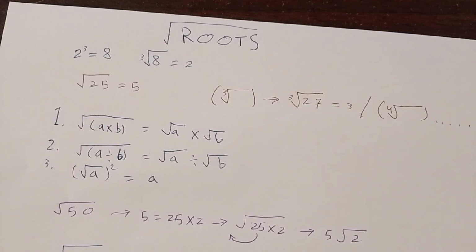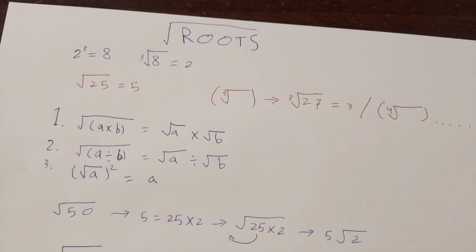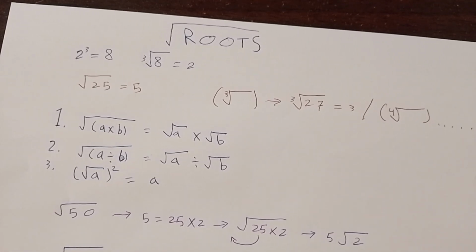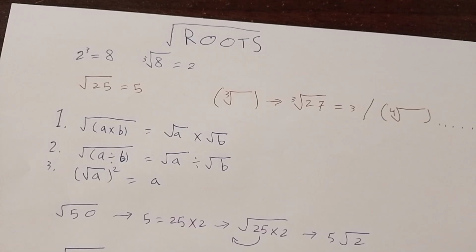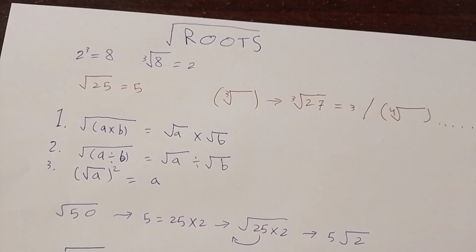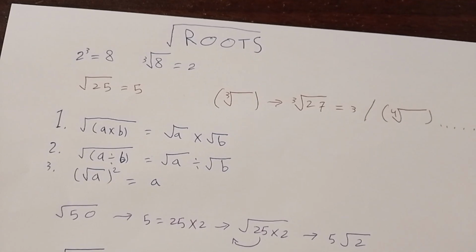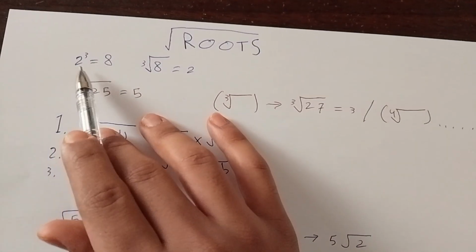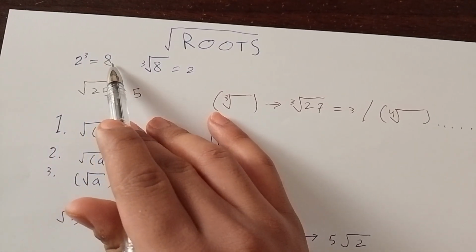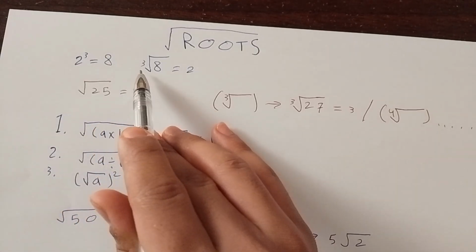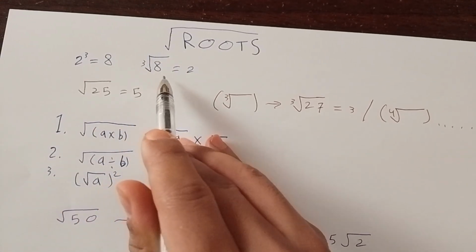In the previous video, we were talking about exponents and the different rules of exponents and how to solve them easily. And today we have the opposite of exponents, which is roots. Actually, root is the opposite of exponent, and roots undo powers. So for example, if you have 2 to the power of 3, which is 8, the third root of 8 is 2.